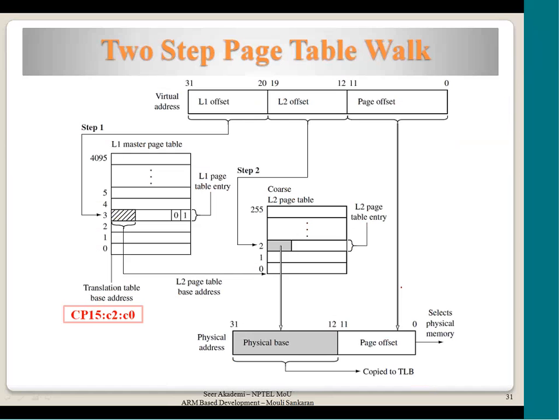Now, let me explain this. Up to this point, 1 MB of space, this is 20 bits, so 1 MB of space.